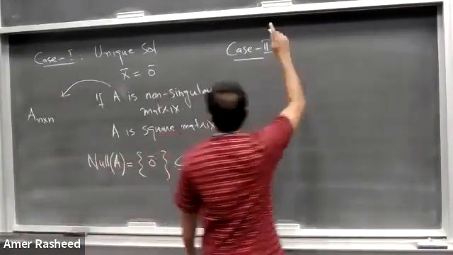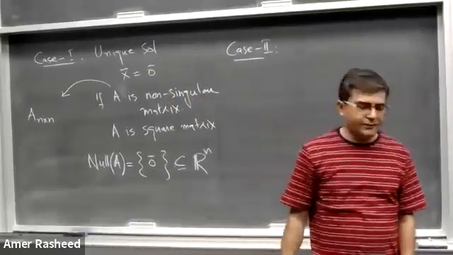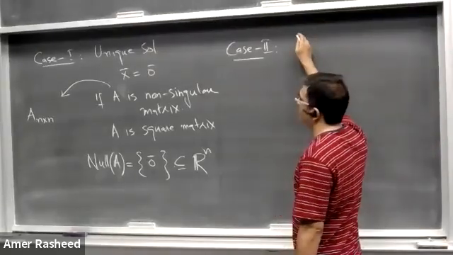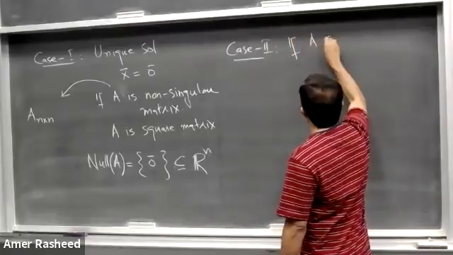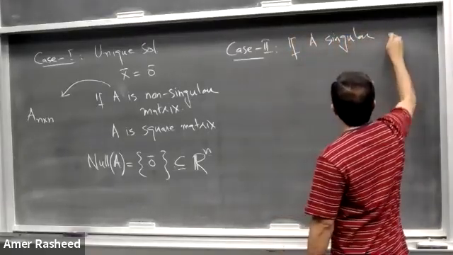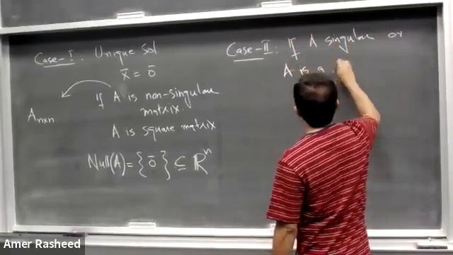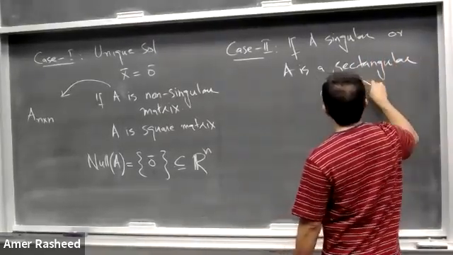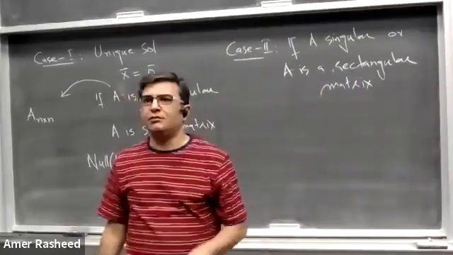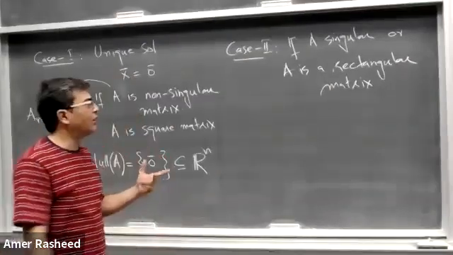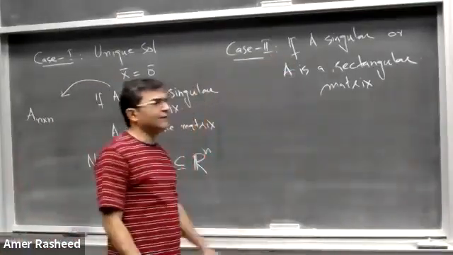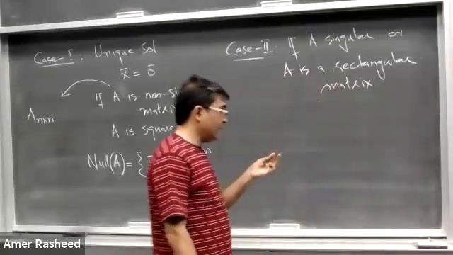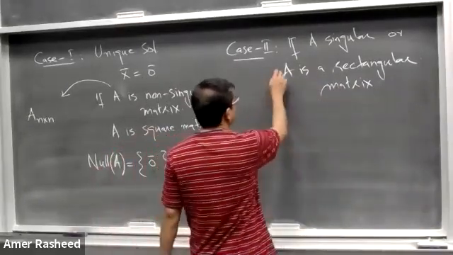So if the coefficient matrix A is singular, or A is a rectangular matrix, in that case you cannot have only one solution. You must have infinitely many solutions for this coefficient matrix. In that case, the null space will contain infinitely many elements and vectors. Let's discuss this more general case.